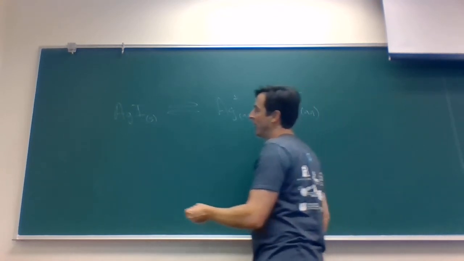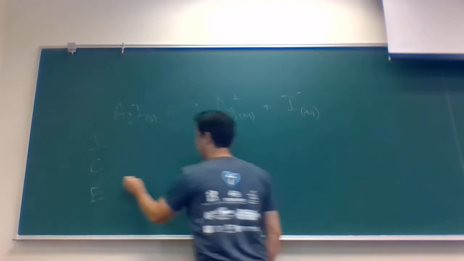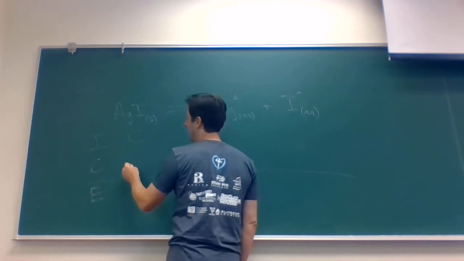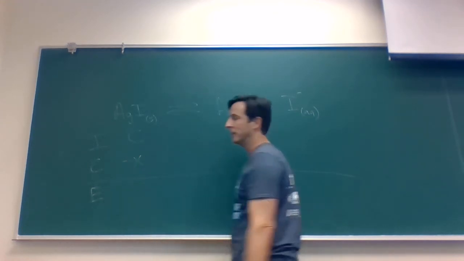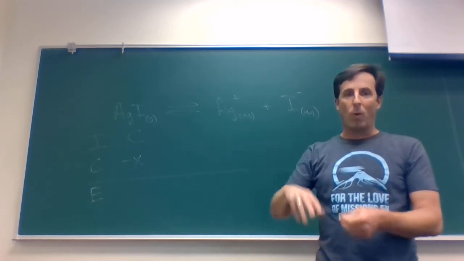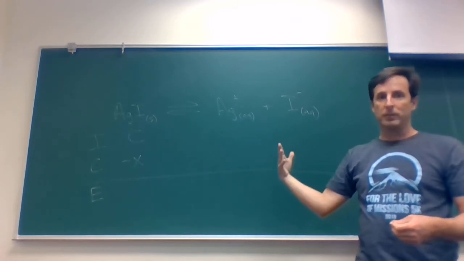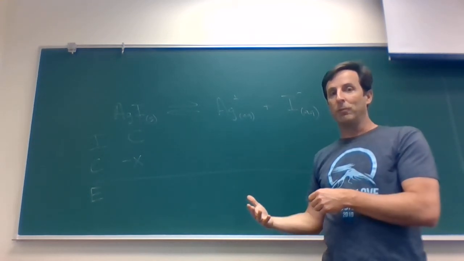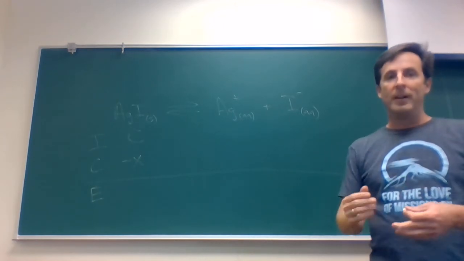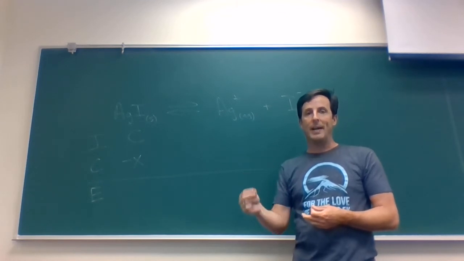Right? So if I set up my ice table, again, I have some amount of the solid, I dissolve x. Usually, if I were dissolving this compound in pure water, the initial amounts of Ag+ and I- should both be zero. This one's different though. They're not zeros because I'm not dissolving this compound in pure water. I'm dissolving it in a solution that is 0.1 molar sodium iodide.